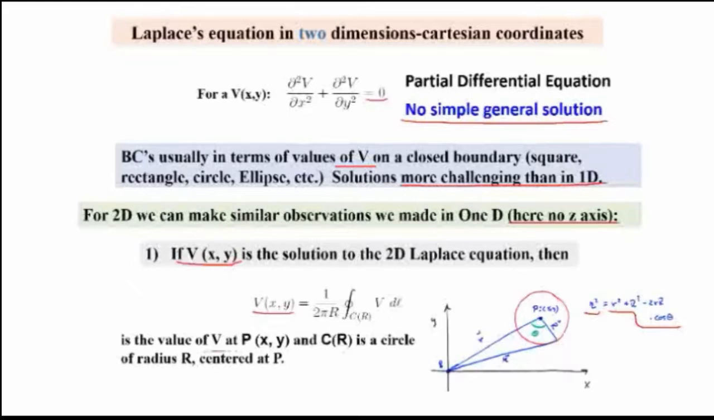The value of V at the point P at the center of that circle, and the circle is defined by this capital C, capital R. The circle is of radius R and it's centered at the point P. If we average then the potential over this surface, we'll get the value here. Well, that's of use, for example, when we're using the relaxation method, which we'll do later.